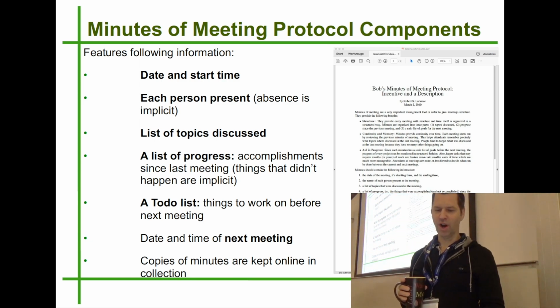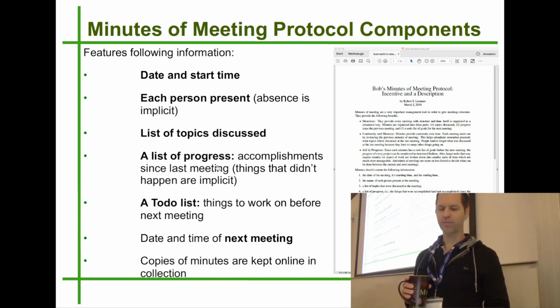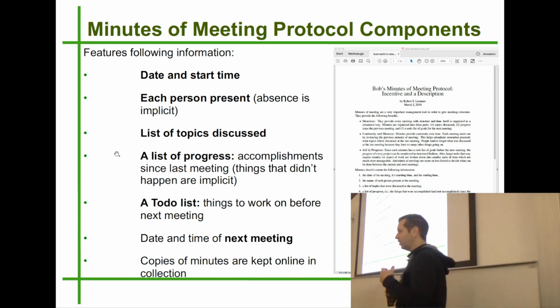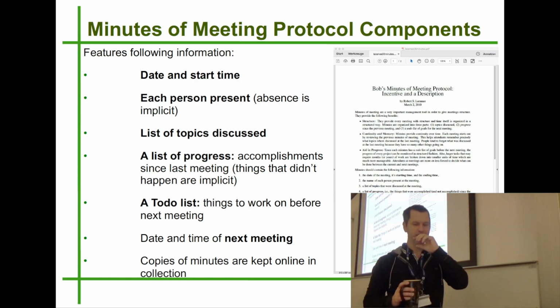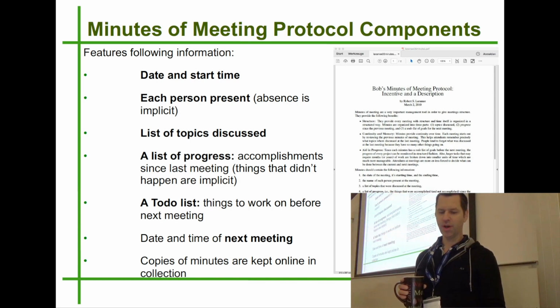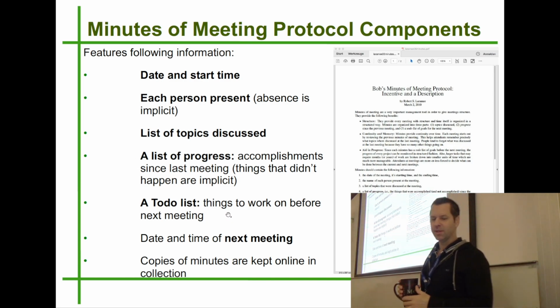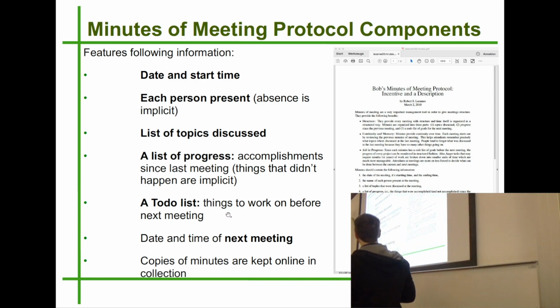You have a list of topics discussed. You have a list of progress, the accomplishments since the last meeting. And when there are things missing, that implies that some things didn't get done. And then you have a to-do list, things to work on before the next meeting. And look, you have the date and the time of the next meeting there.